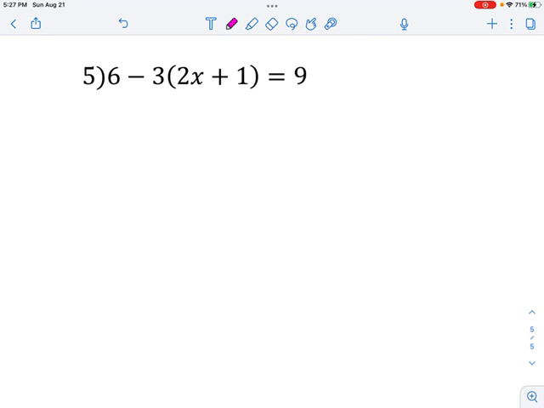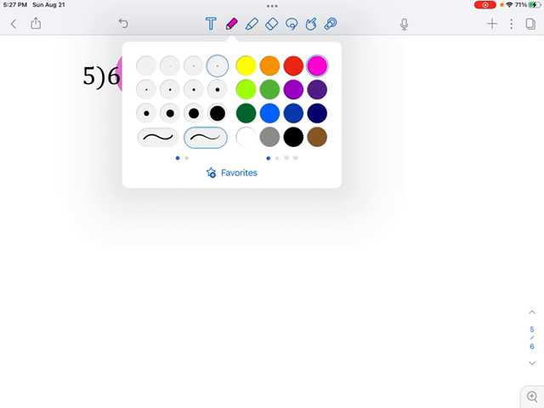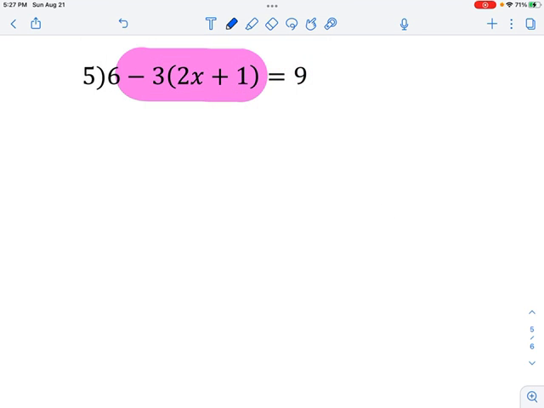So if you look first, what do we have going on? We have the distributive property right here. We have a number written right next to a grouping, so we want to eliminate that first. So the first thing I'm going to do is distribute by the negative 3.